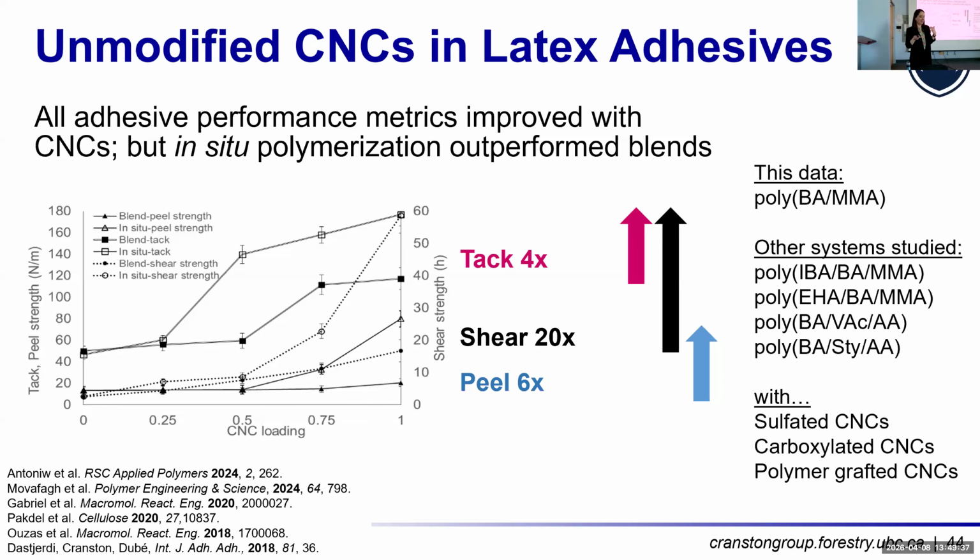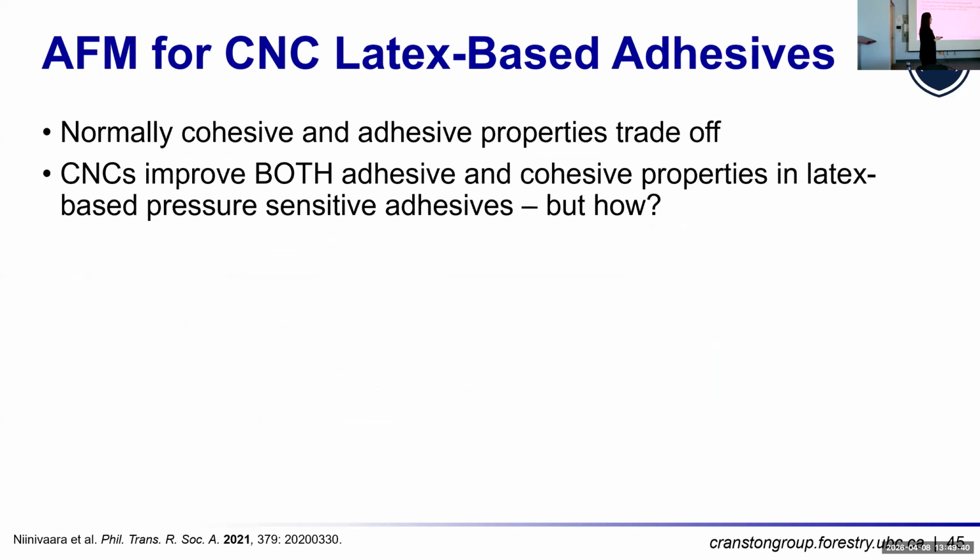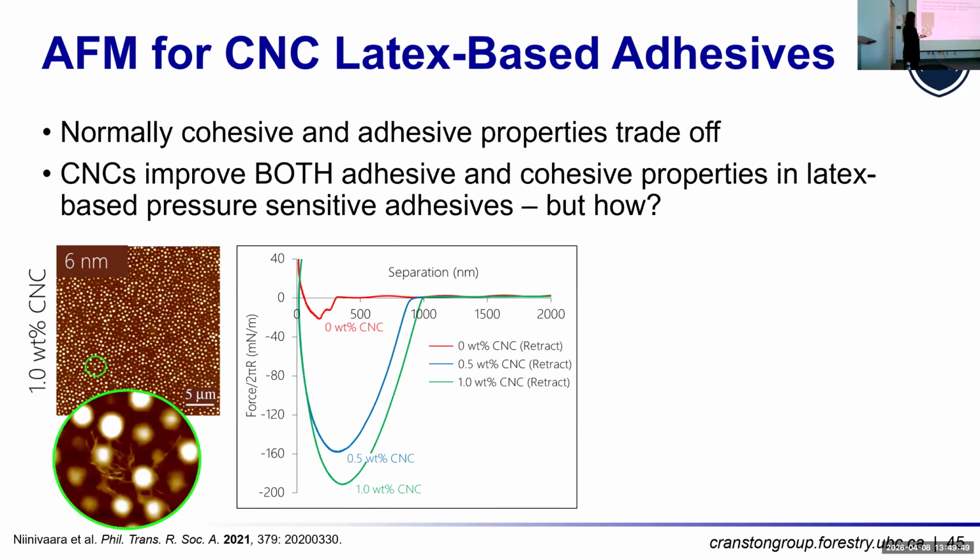Okay. But I was like, I think we can probably use AFM to understand really what's going on. And why is one kind of nanoparticle improving cohesion and adhesion? And so in that case, we used AFM imaging to look at film coalescence. That means you've got all these little latex polymer particles. They need to come together and coalesce, melt into one continuous network. And when they do that, you get a good film and a good adhesive. So we could look at the onset of film coalescence using AFM.